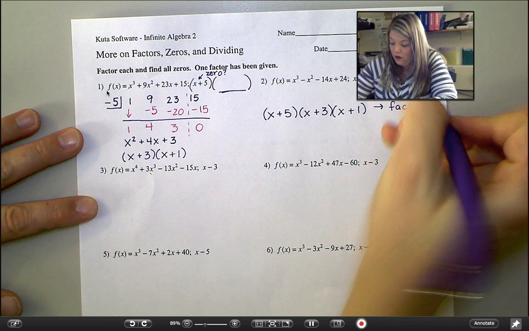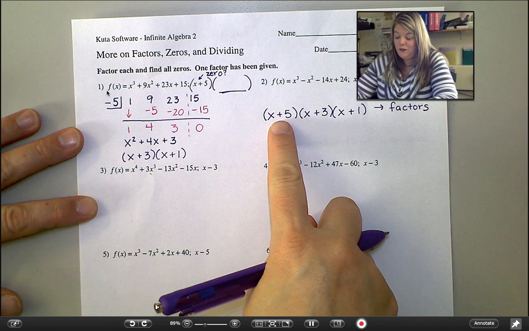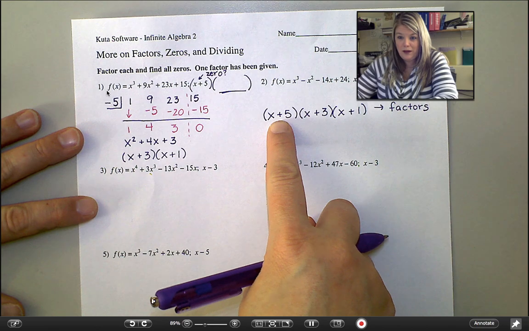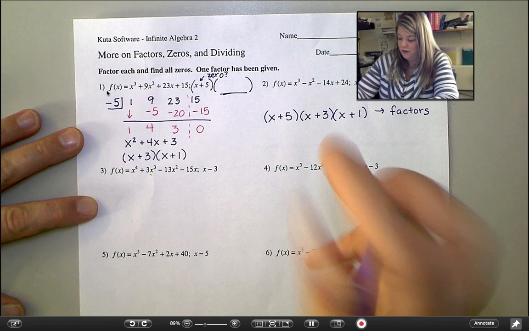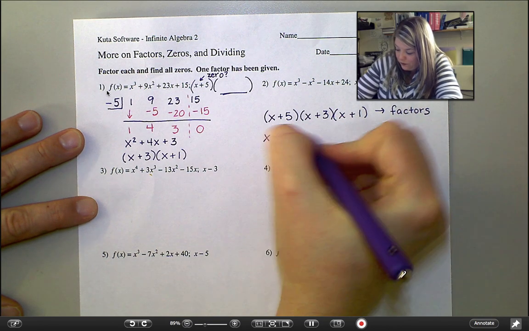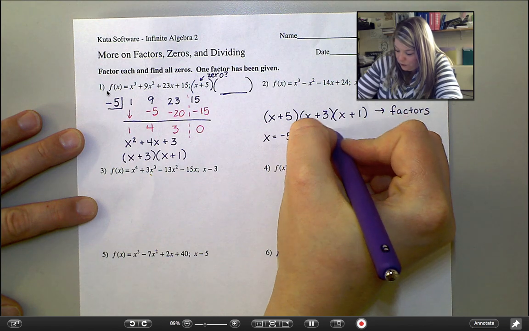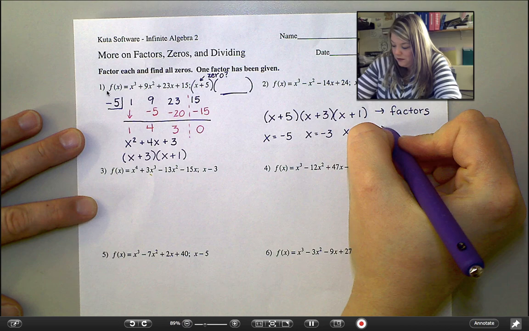And then if I want all of the zeros, remember I'm asking myself, if I were to set this equal to 0, what would I get as an answer? So my zeros would be -5, -3, -1. Okay, those are my zeros.